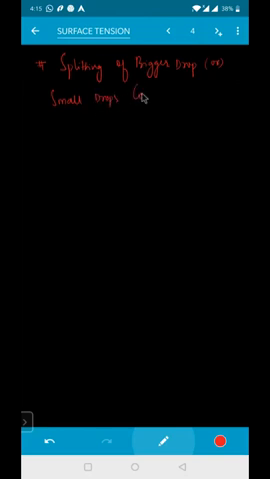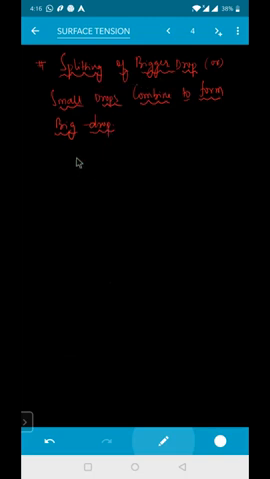And very important, this one: splitting of a bigger drop, or small drops combining to form a big drop. So if I'm talking about splitting of a bigger drop and small drops combining to form a big drop, I'll take the first one.